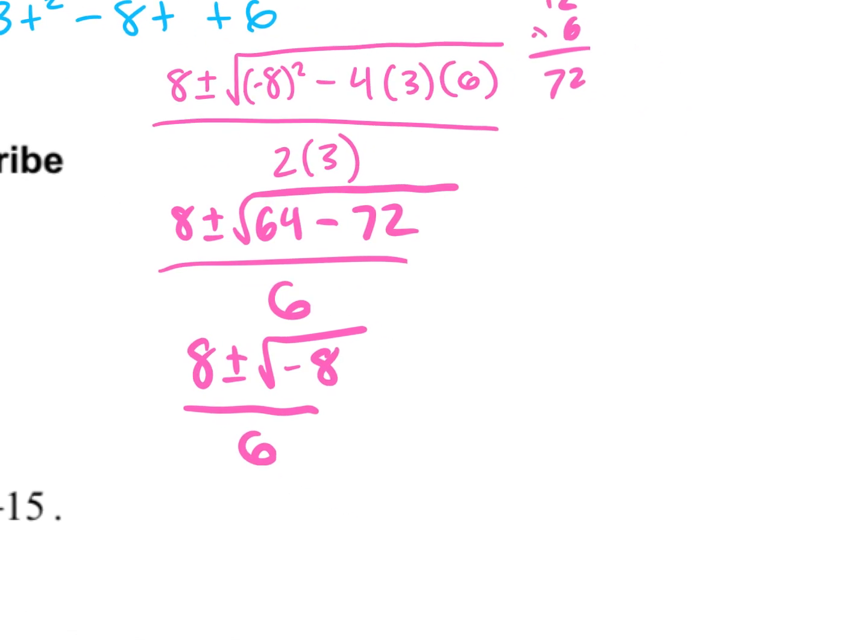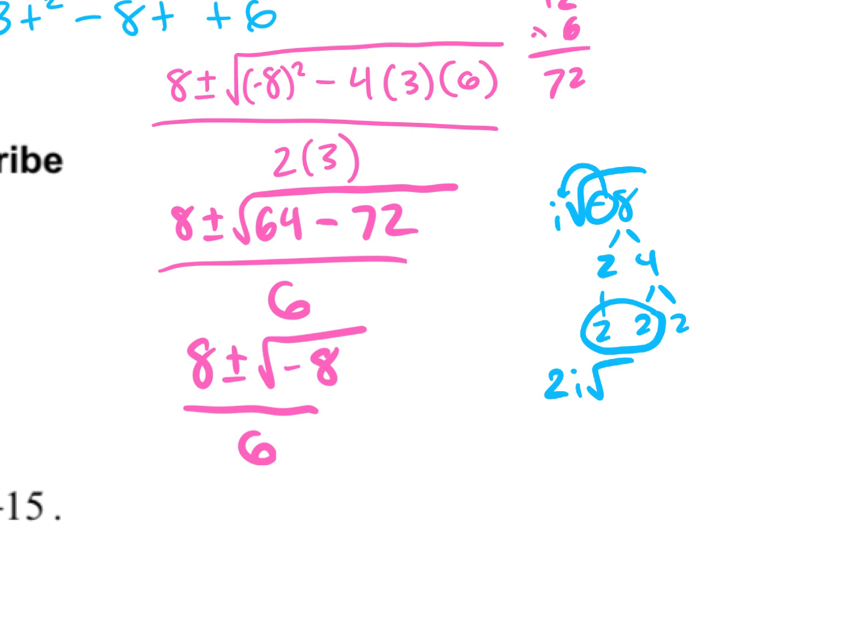And let's see, can I simplify the square root of negative 8? Yeah. How? 2 and 4. 2 and 4. 2 and 2. So do I have any pairs? Yeah. I have a pair of 2s. So 2 comes to the outside. What else comes to the outside? The i. So you can simplify if it has a pair. And whatever doesn't have a pair stays on the inside. I'm going to do that in the next step. So I have 2. So it's 8 plus or minus 2i square root 2 over 6.